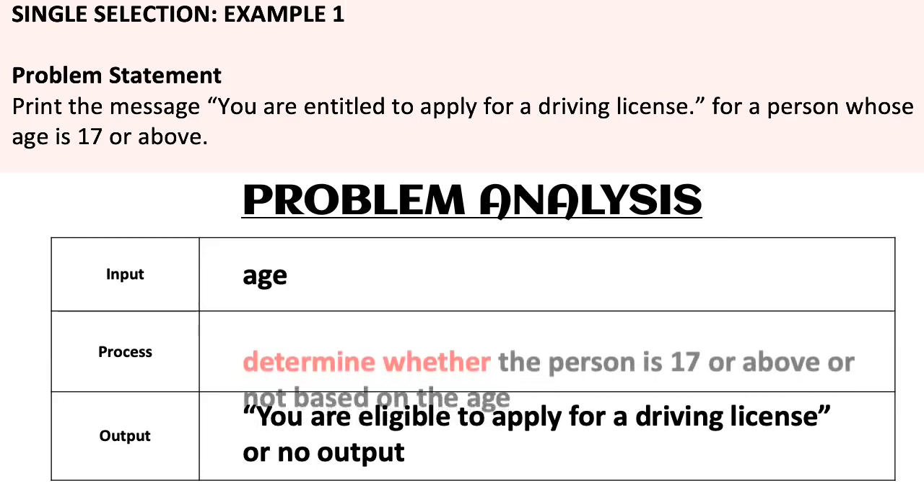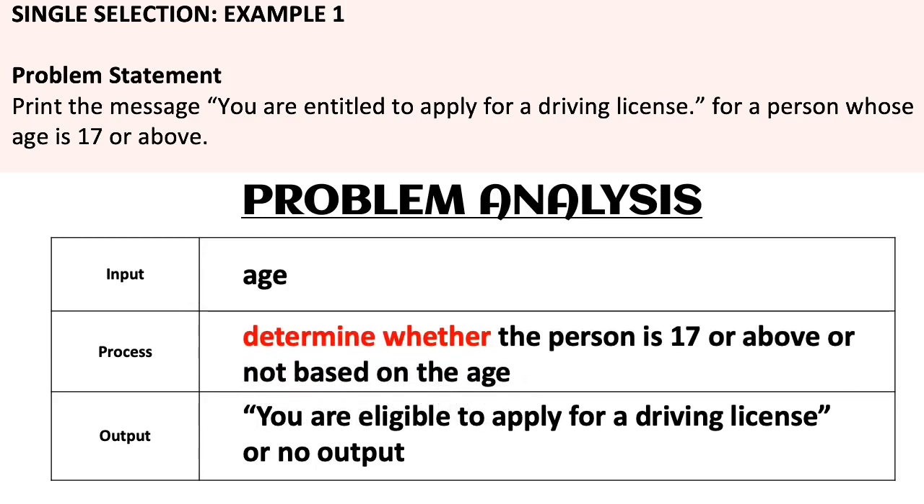So what is the process? We have to determine. Remember, use the verb determine and then the condition, whether the person is 17 or above or not. That is the condition. And then followed by the input, the age. So the process would be: determine whether the person is 17 or above or not based on the age.